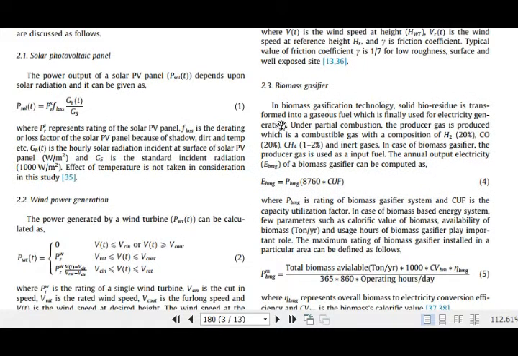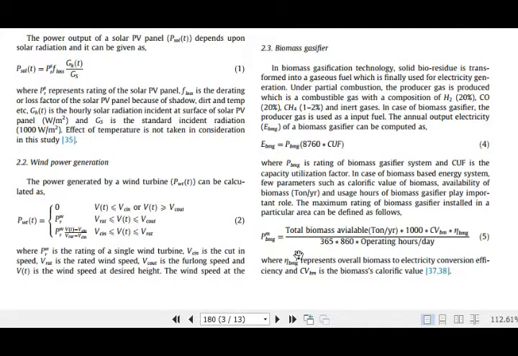This is the biomass gasifier. That energy will be given by this equation, and the power of this biomass gasifier will be given by the total biomass available in tons per year multiplied by 1000, and this is the calorific value, and the efficiency of this biomass gasifier, divided by 365 and 860 and operating hours per day. So that will be the output of a biomass gasifier.